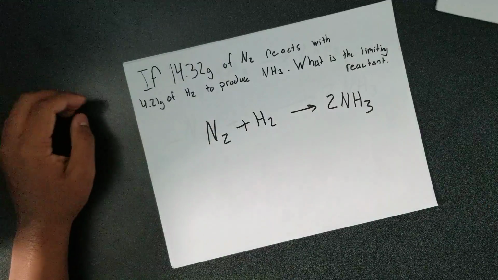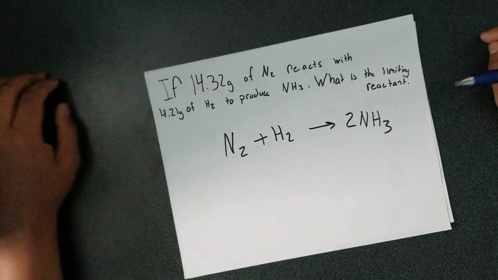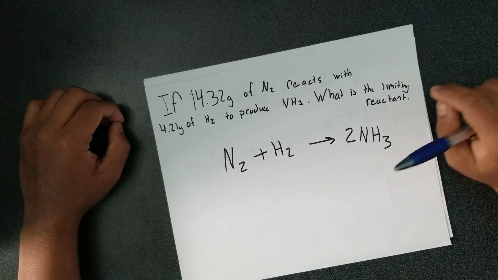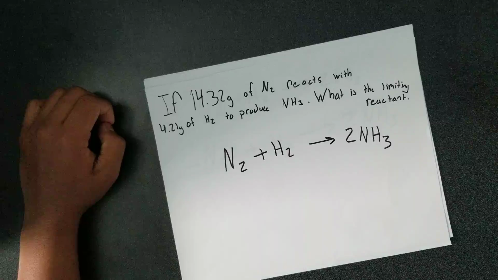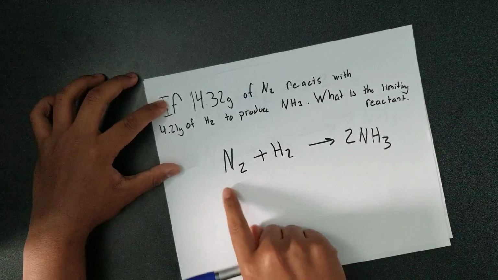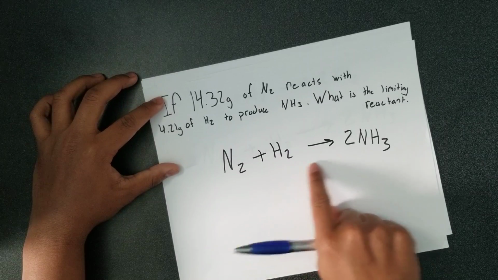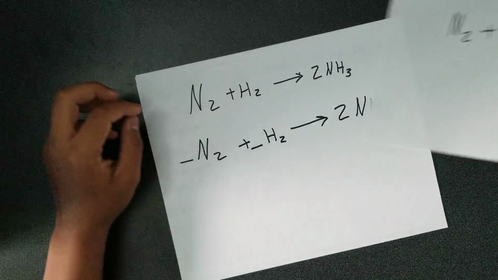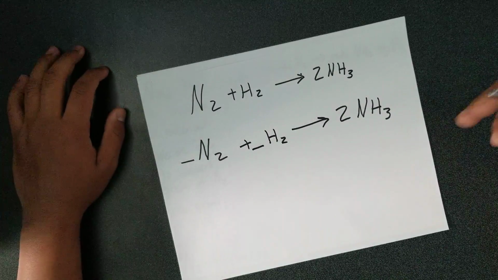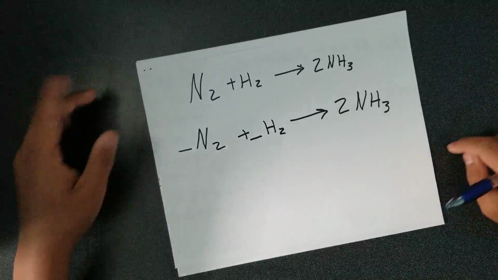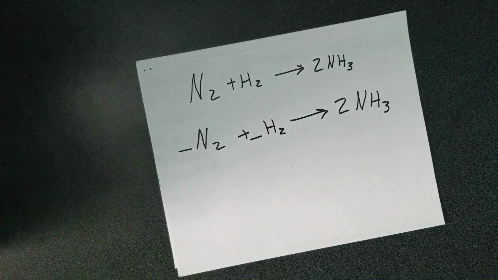So let's begin. The equation we're going to be using today is 14.32 grams of N2 reacts with 4.21 grams of H2 to produce NH3. What is the limiting reactant? And this is the equation they gave us: N2 plus H2 converts into 2NH3. As I said before, the first step is to balance the equation. And as you can see, this equation is not balanced. I'll give you a moment to try to solve it yourself.